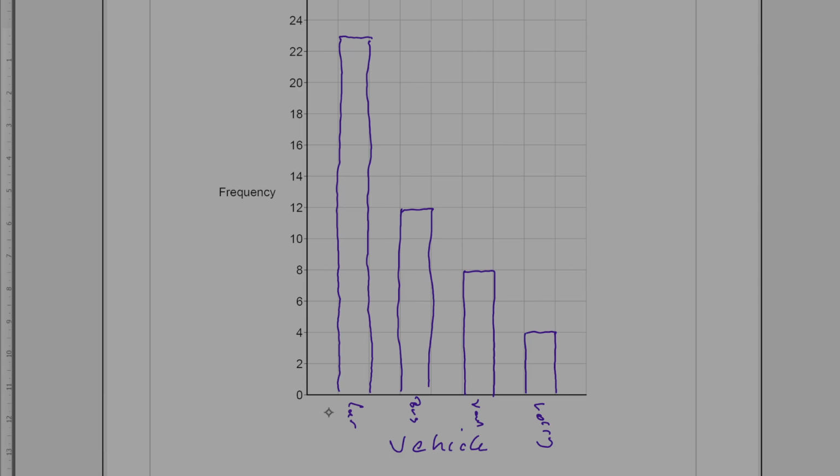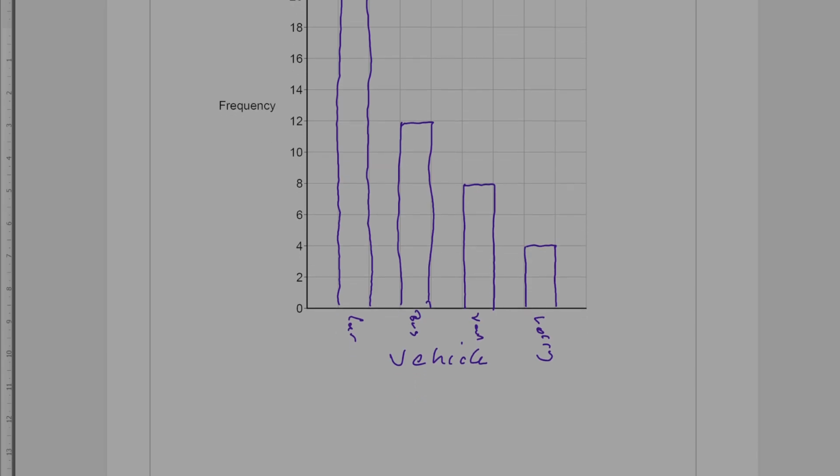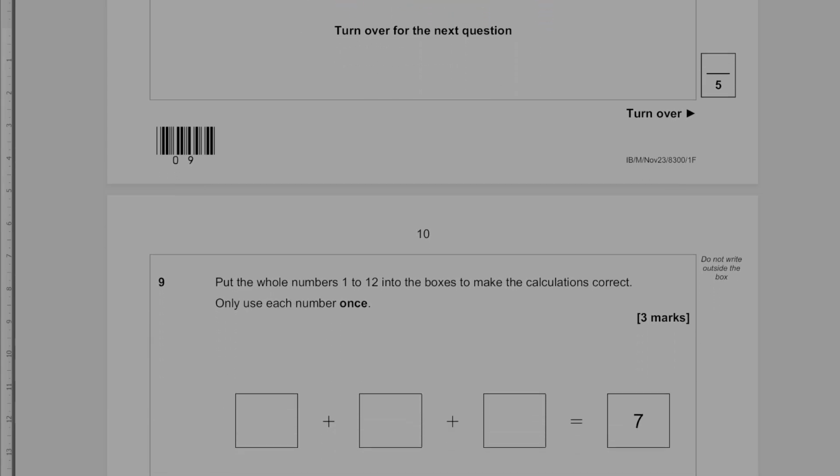So I've got 5 equal bars, equal width of the bars that do not touch, which is what we'd be looking for there. And hopefully my totals are correct. Just double check. 23, 12, 8 and 4. Perfect.